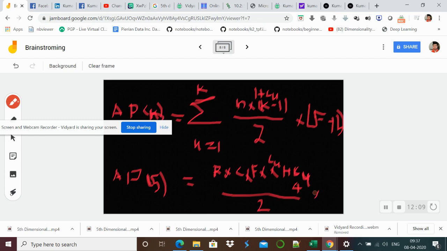This is the formula we extended for the fifth dimension: into first number plus last number, with a bracket for a clear view and separation in the mathematical formula. This is the AP for the fifth dimension.